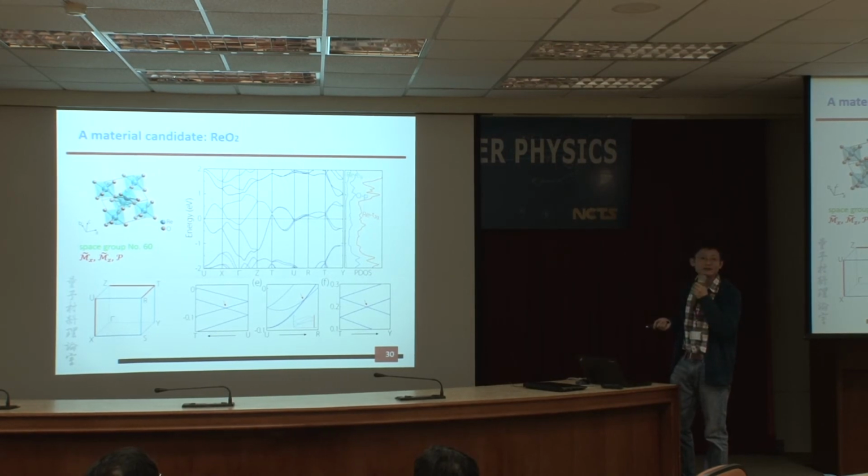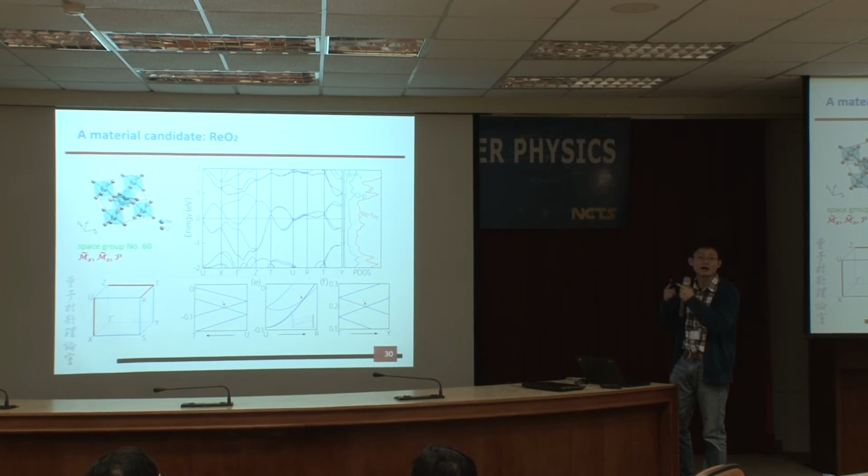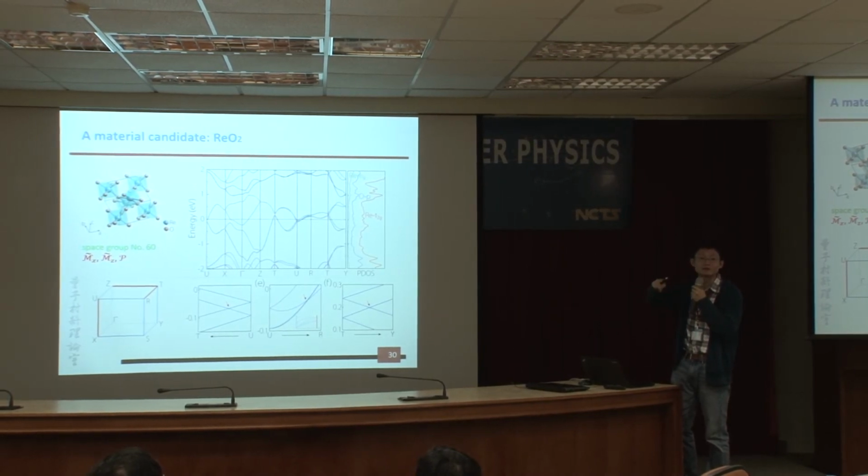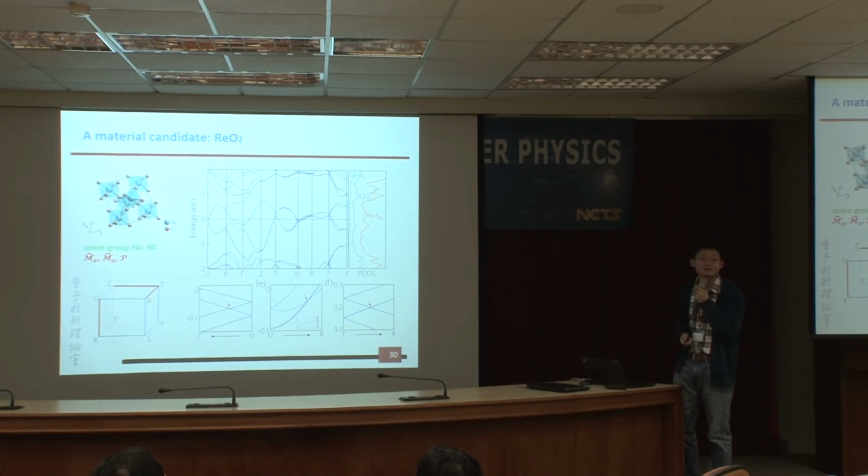It would be great if we can find a better candidate material to realize the hourglass, to make it closer to the Fermi level, and the crossing point to lie exactly on the Fermi level. That would be perfect. So this one is not ideal.